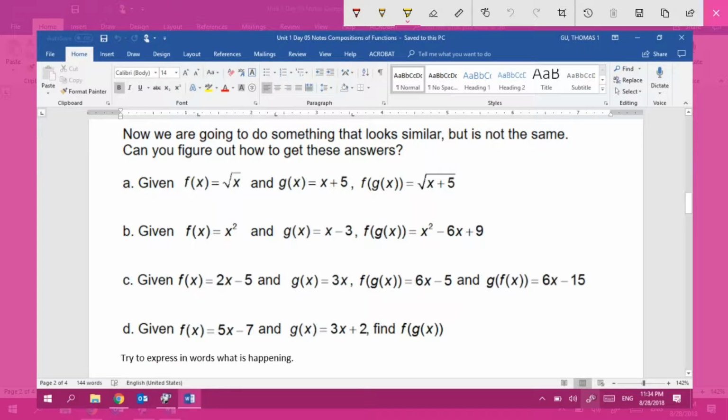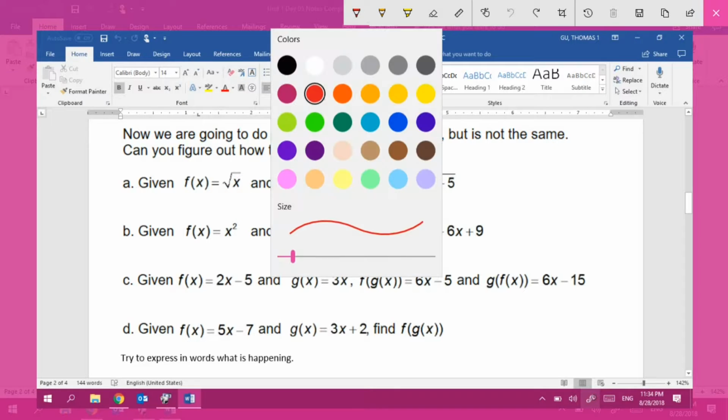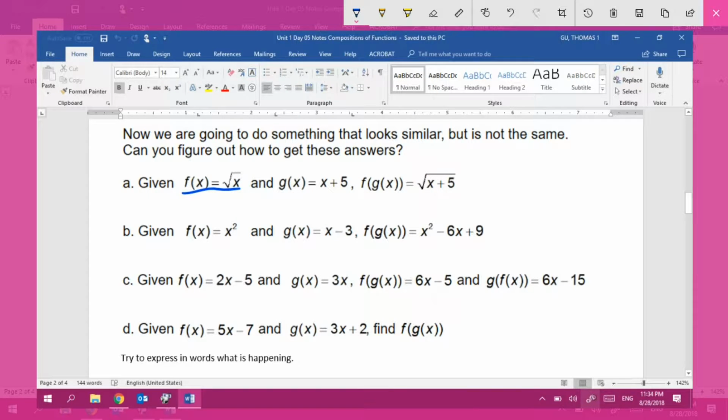Check this out. Look at A right here. Given that f of x equals square root of x, and g of x equals x plus 5, f of g of x equals square root of x plus 5. How the heck did I get that? That makes no sense. Well, check this out.